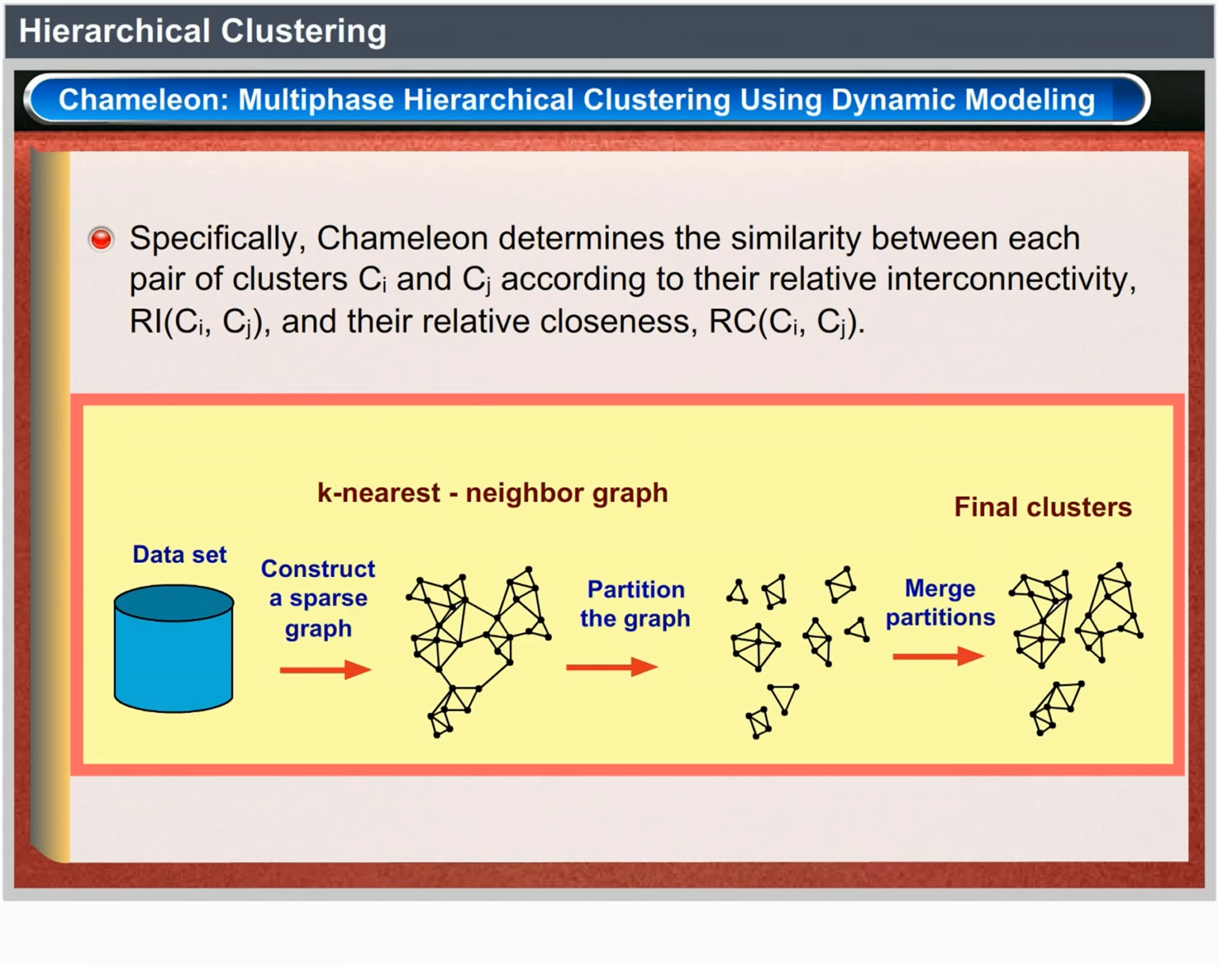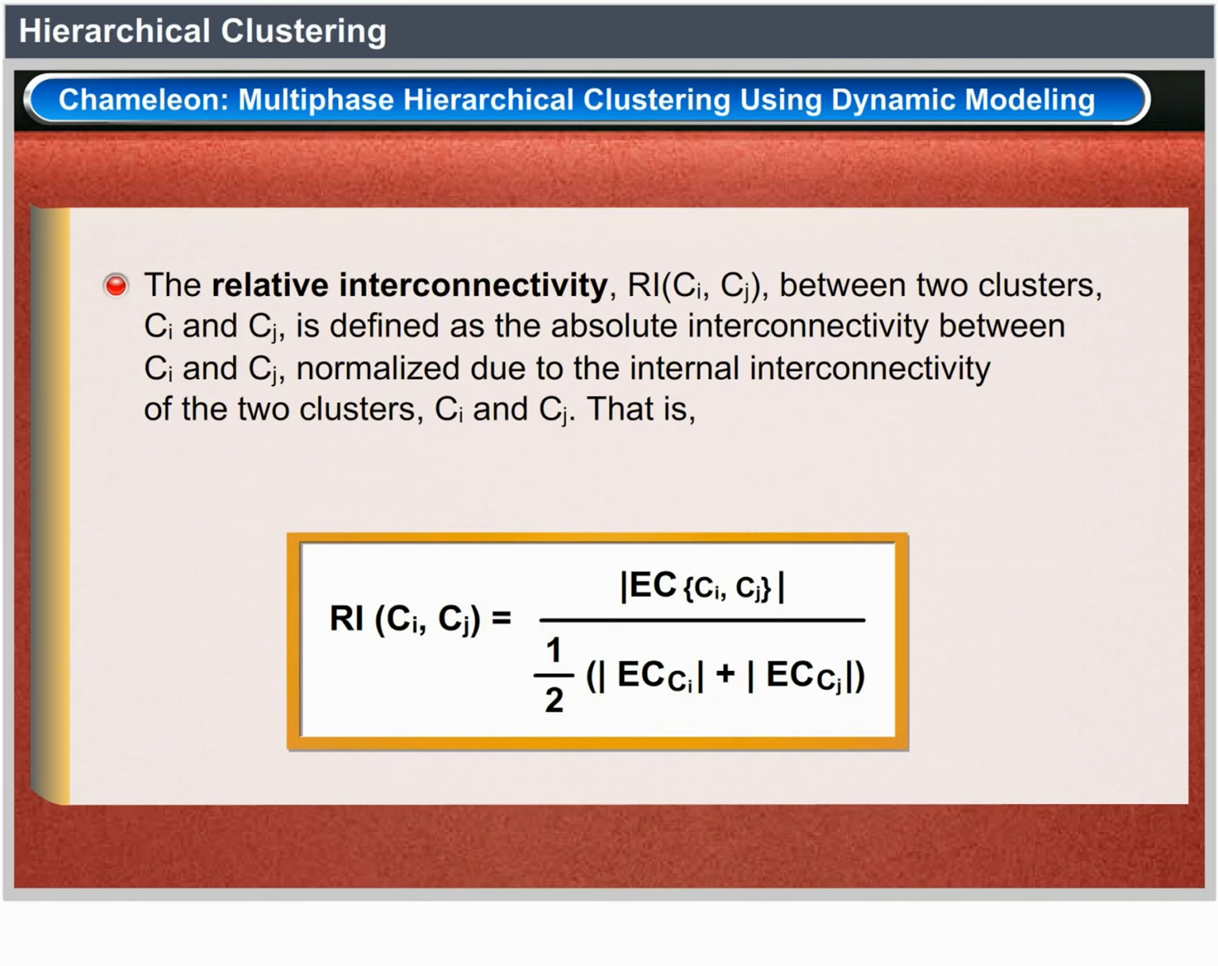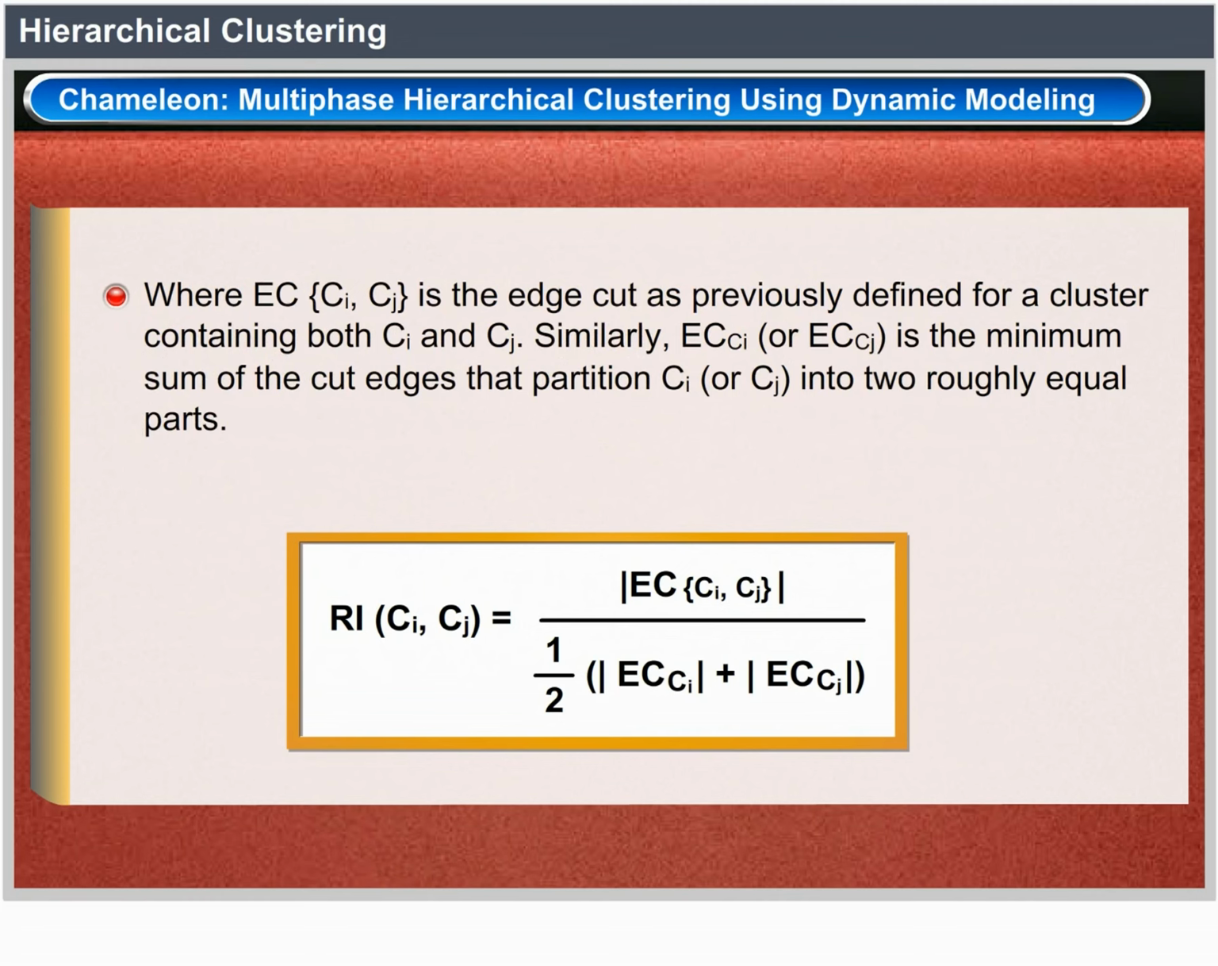The relative interconnectivity, RI, between two clusters Ci and Cj is defined as the absolute interconnectivity between Ci and Cj, normalized with respect to the internal interconnectivity of the two clusters Ci and Cj. That is, the relative interconnectivity can be shown as represented on screen, where EC(Ci, Cj) is the edge cut as previously defined for a cluster containing both Ci and Cj. Similarly, EC(Ci) or EC(Cj) is the minimum sum of the cut edges that partition Ci or Cj into two roughly equal parts.